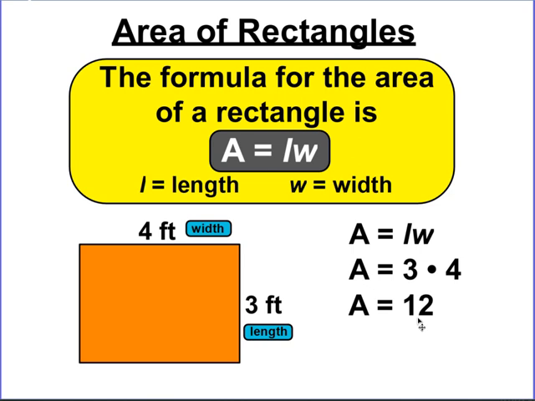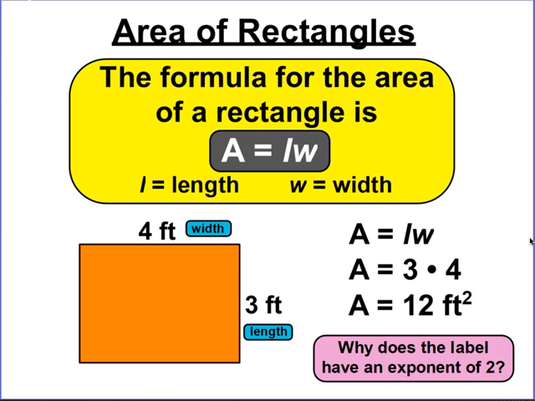The label is going to have feet in it, but you may also remember this from elementary school. When you label area problems, the label has an exponent of 2 with it. So the way you read that is either 12 square feet or 12 feet squared. My question for you is, why does the label have that exponent of 2? So I'm going to show you that now, because I want you to understand why that's there.